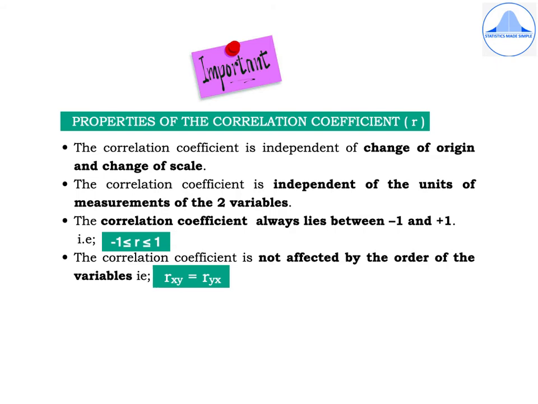The correlation coefficient always lies between minus 1 and plus 1, which is also written as minus 1 is less than or equal to R is less than or equal to 1, which means that when R is equal to plus 1, it indicates perfect positive correlation, and when R is equal to minus 1, it indicates perfect negative correlation, and R can take any other value between minus 1 and 1. The fourth property is the correlation coefficient is not affected by the order of the variables. That is, R subscript xy will be the same as R subscript yx.